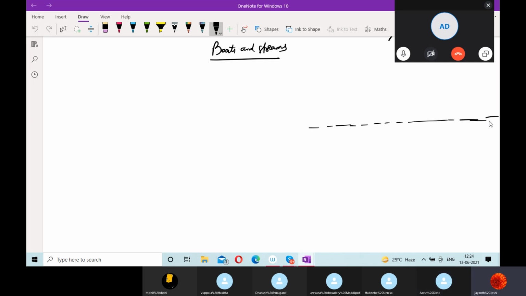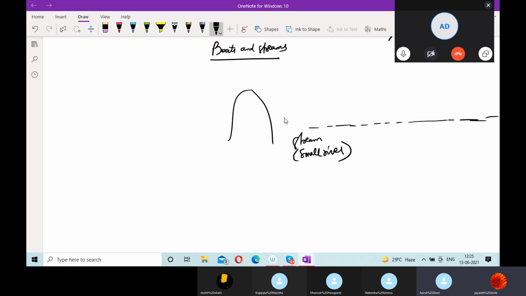So this chapter is all about finding out the speed of the boat and the speed of the stream. In some cases, assume this is some small river, a stream. Suppose it is coming from some mountain. So this is a mountain from where this river is coming. This is going towards the Bay of Bengal, for example.